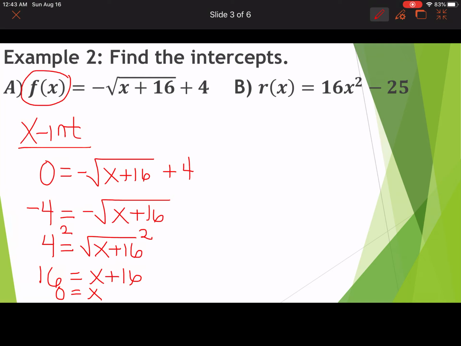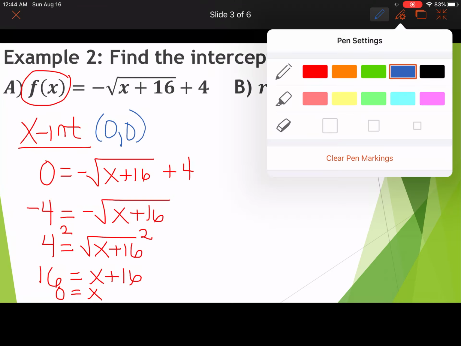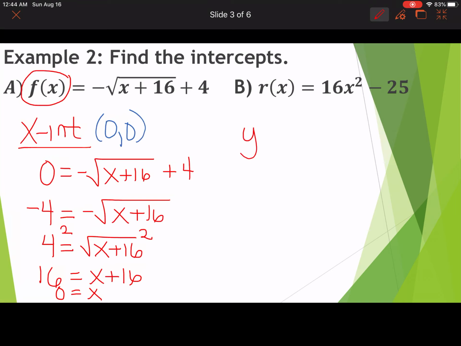So 0 equals negative square root of x plus 16, plus 4. So I'm going to subtract the 4. And that negative that's right in front of the radical, I need to divide that out. When I divide both sides by -1, it's positive. When I square both sides, on the right, it gets rid of the radical. So x equals 0.